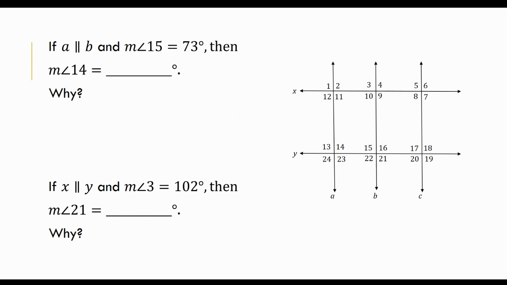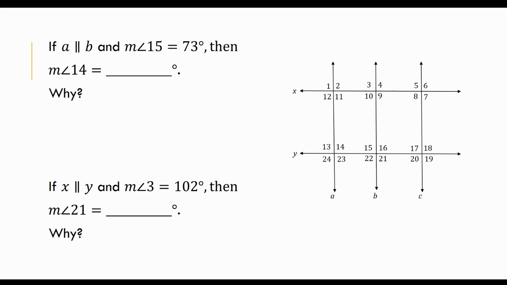So let's take a look at this diagram. There's a whole bunch of stuff going on, but there's two different problems that I want us to look at with this picture. So notice that we've got lines A, B, and C. They are the vertical lines. We've got X and Y. Those are the horizontal lines. And there looks like there are 24 angles in this picture.